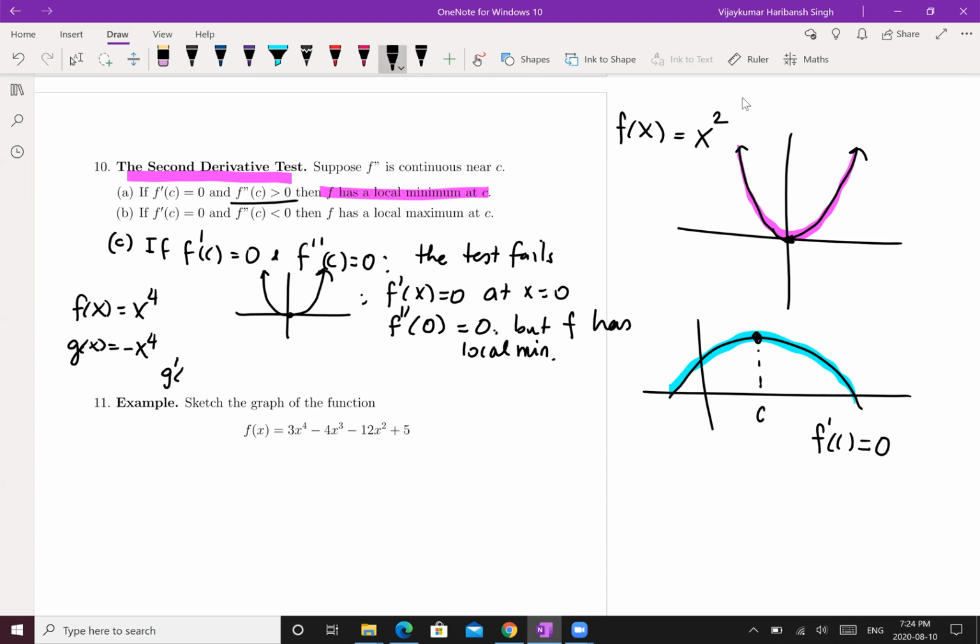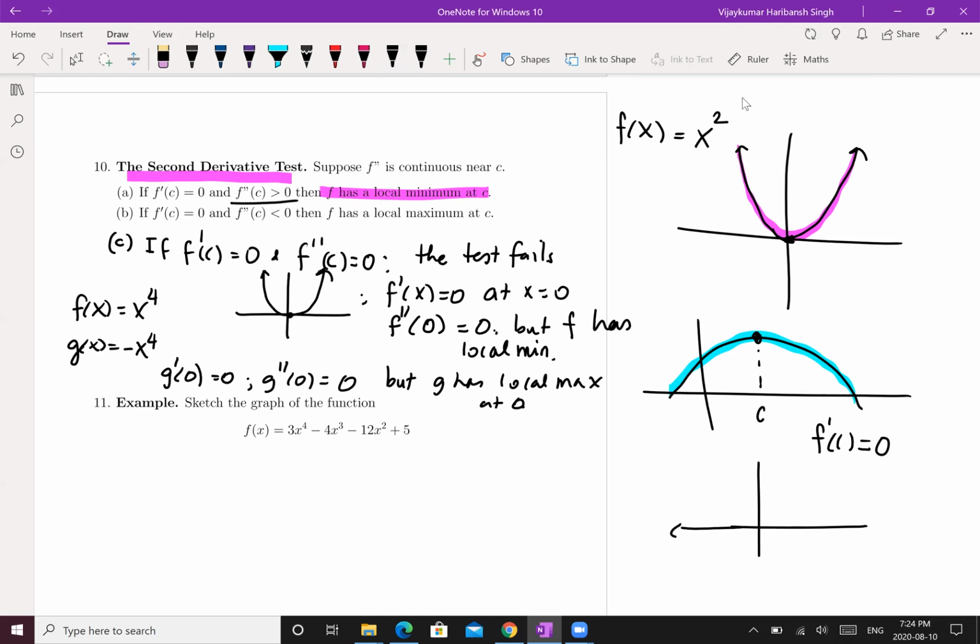Similarly, let's look at g of x. So g prime 0 equals 0, and the second derivative at 0 is also 0, but g has a local maximum at 0. Like say for example here. So this is how minus x to the 4 will look like, a reflection in the x-axis. So we get here, so second derivative equals 0, the test fails. So the test basically fails, or fails is the same as inconclusive.